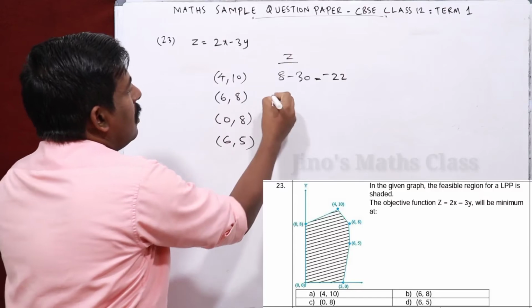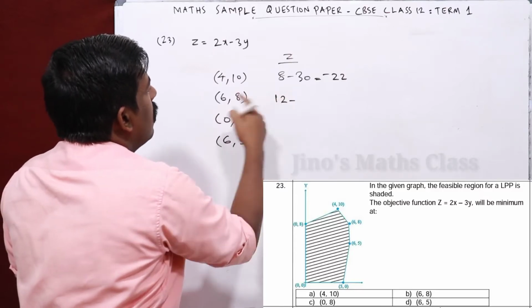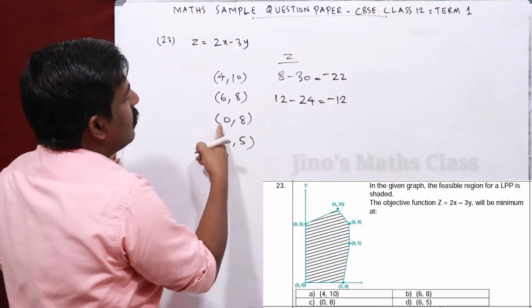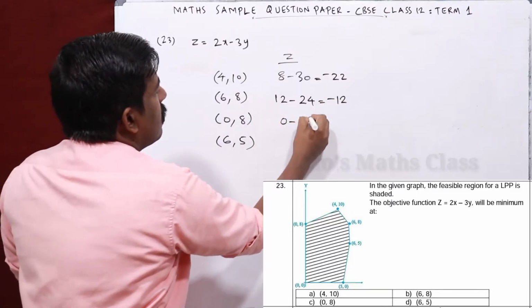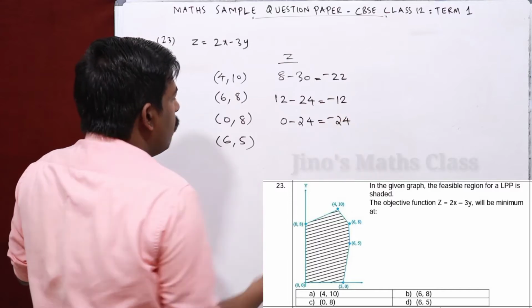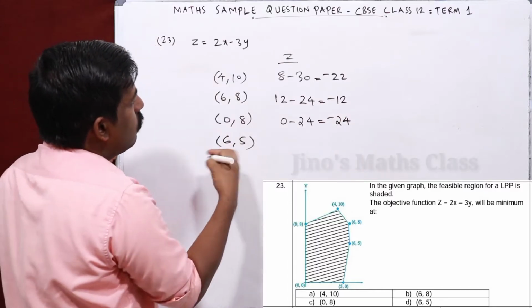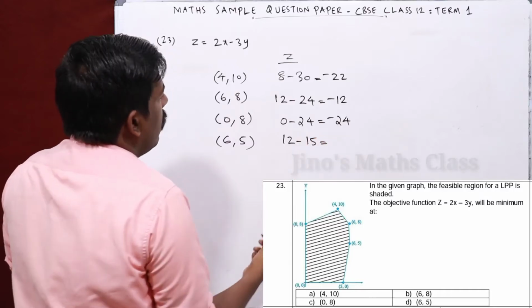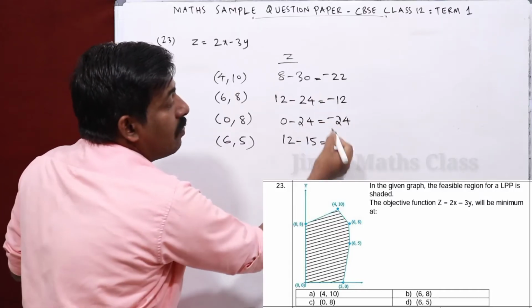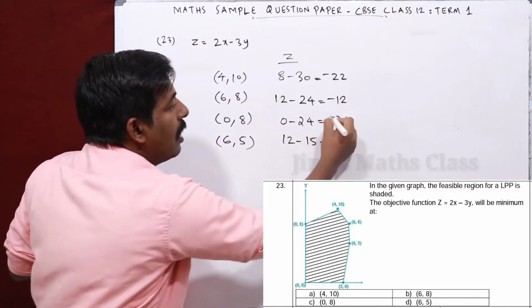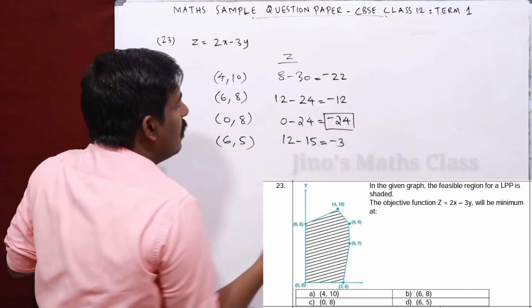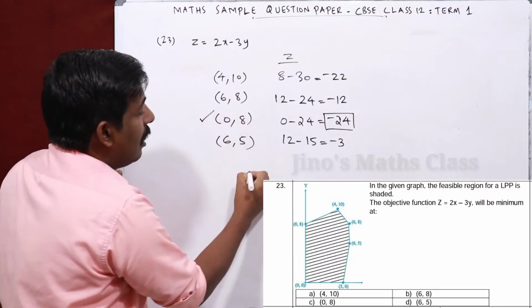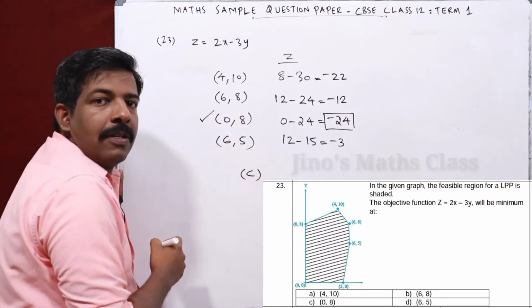At 6 comma 8, this becomes 2 into 6, 12, minus 3 into 8, 24. So we are getting minus 12. And at 0 comma 8, this is 0 minus 24, that's equal to minus 24. And here it is 6 into 2, that is 12, minus 3 into 5, that is 15. So we are getting minus 3. Among these values, minus 24 is the minimum value. That's why we can say the minimum of z occurs at the point 0 comma 8. That's why option C is the correct answer.